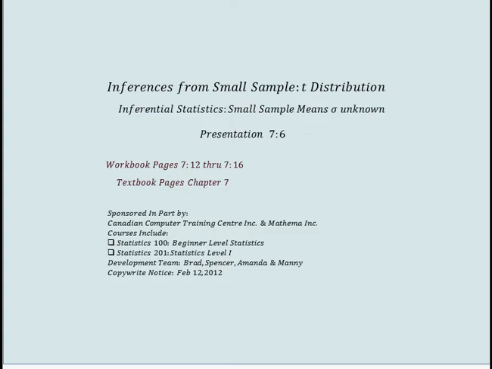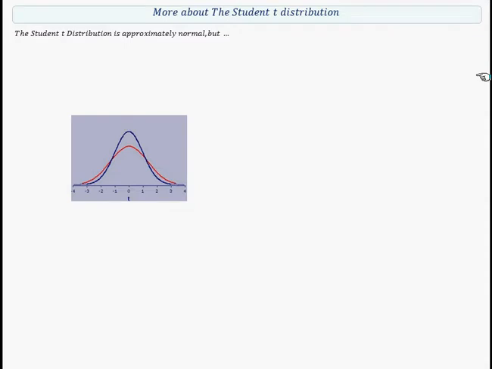Hello once again, this is presentation 7.6. The topic is the student t-distribution, and this material is in your book, chapter 7. Now we want to talk about the student t-distribution as compared to the normal distribution.